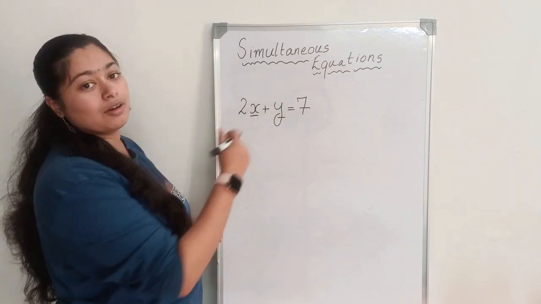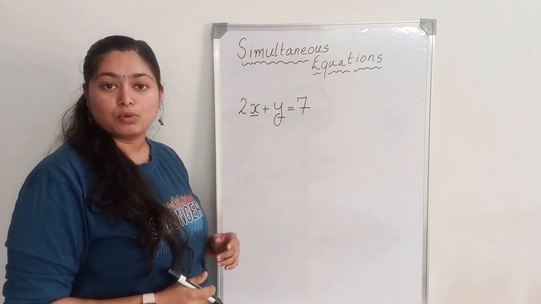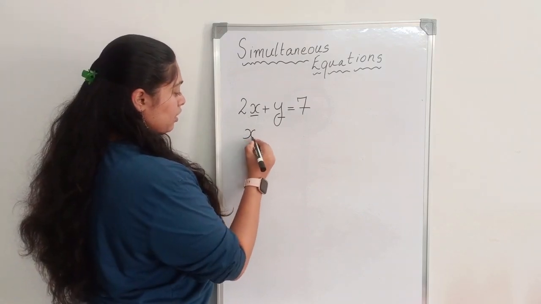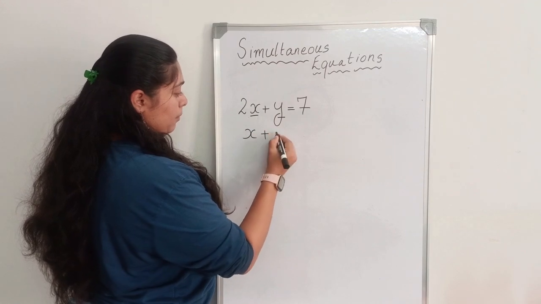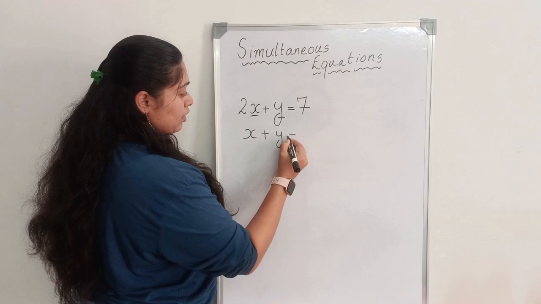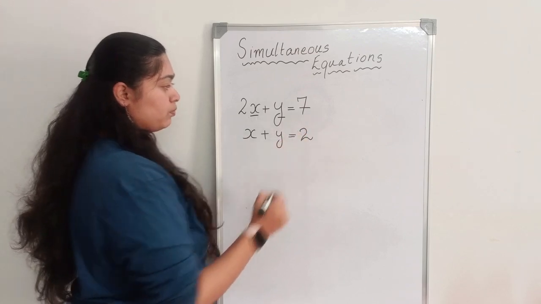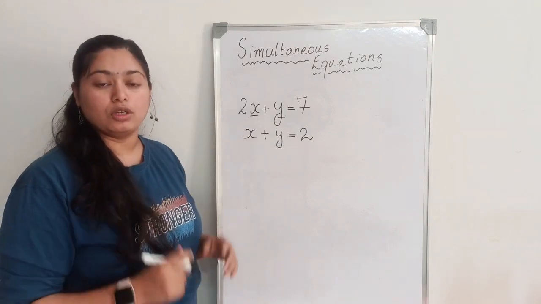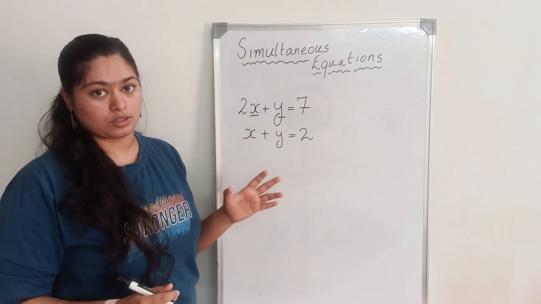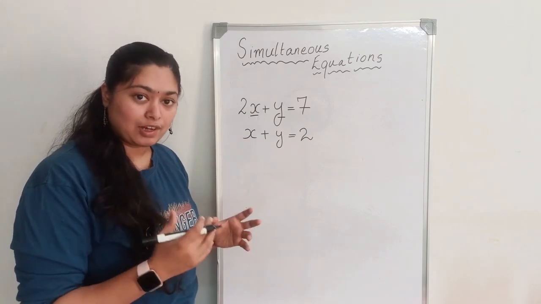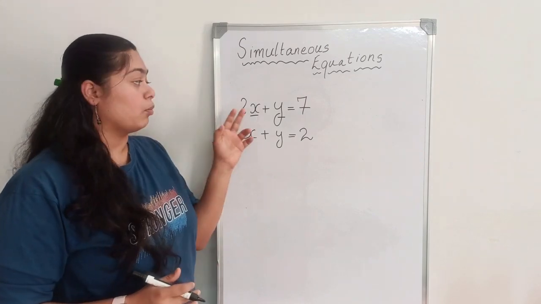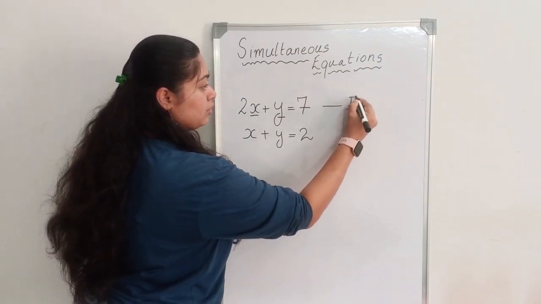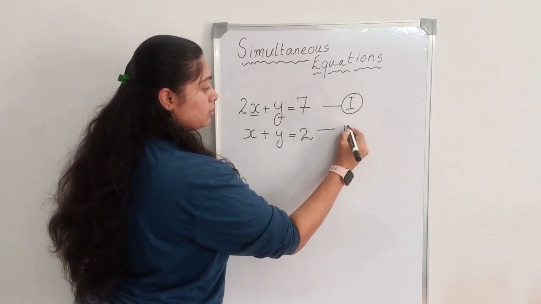So here I cannot find the value of x and y unless I have one more equation. So let's assume that I have one more equation, x plus y is equal to 2. It's a random example, a random equation. So right now we have two equations, and using these two equations we can solve and find the value or solution of both x and y. So let me just number the equations as equation number 1 and equation number 2.